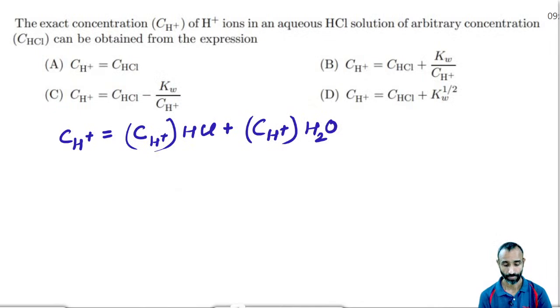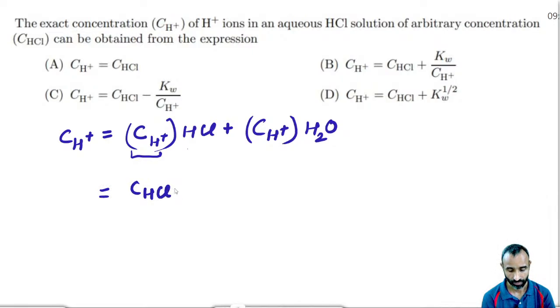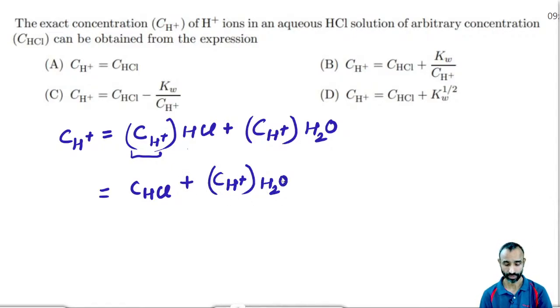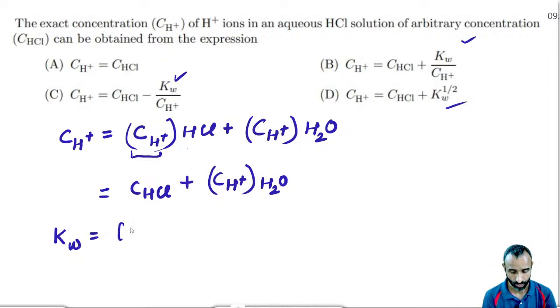So say, concentration of H plus ion from HCl. HCl is a strong acid. So concentration of HCl is equal to the concentration of H plus ions we get from HCl, right? Now we are left with concentration of H plus ion from water. So see, if it is in terms of Kw, you know what is Kw? It is concentration of H plus ion into OH negative ion.